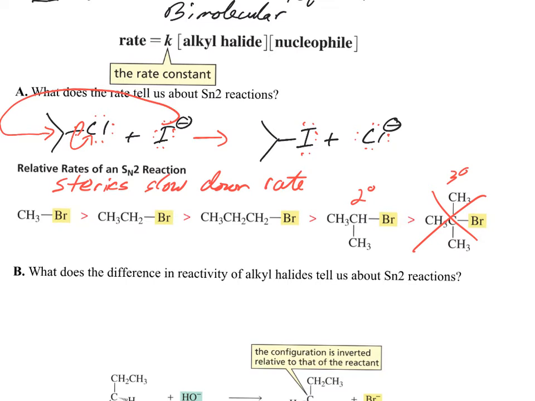The nucleophile can't get to this carbon. There's too much stuff in the way. The nucleophile can't get there because of sterics. You see fewer carbons makes it easier, so this is faster. 1 to 2 to 3. These are all primary. But fewer carbons, fewer atoms makes it easier to get to.